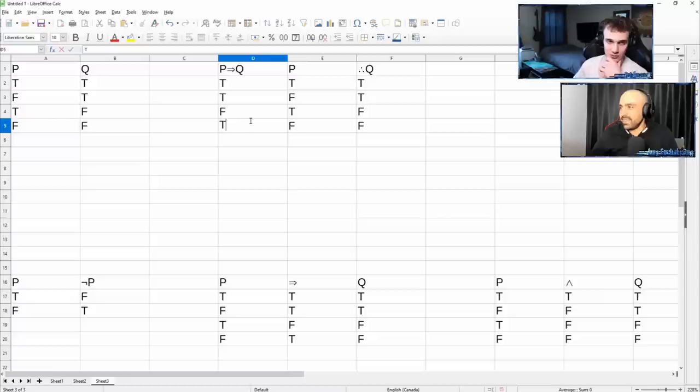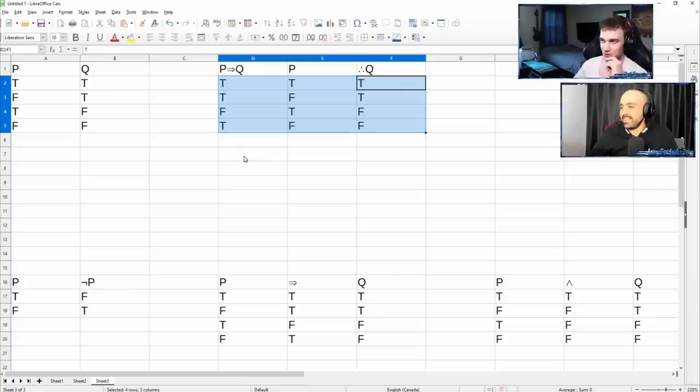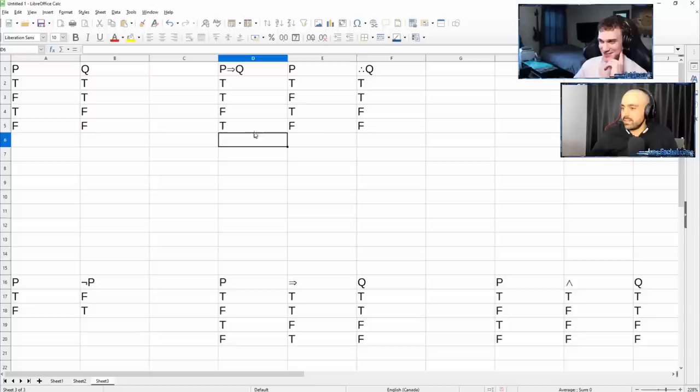We have the argument table filled out, so now we should be able to assess validity. Now, there's no more red bar, Joey. So this time it's just on you. Is there any row where the premises are true and the conclusion is false?